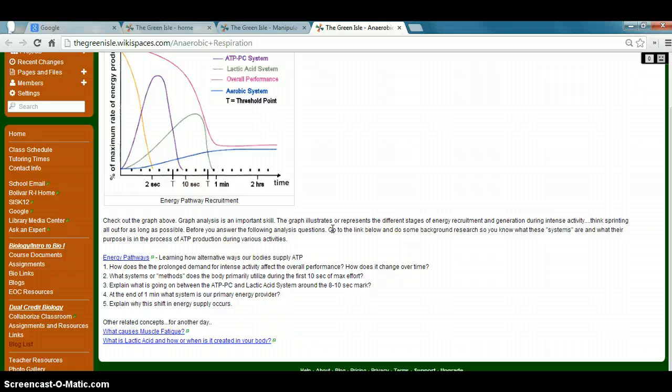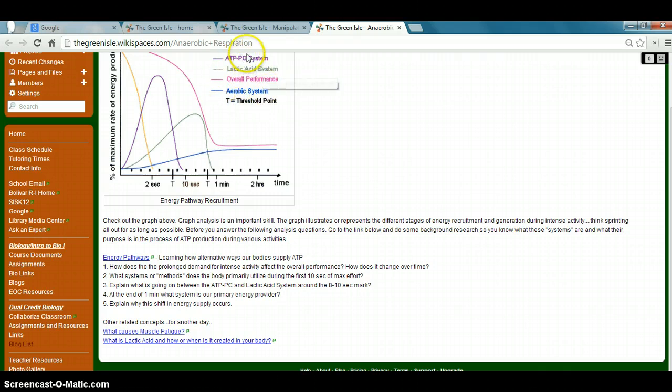Think sprinting all out as long as possible. Before you answer the following analysis questions, go to the link below, this one right here, and do some background research. You got to know what is the ATP-PC system, what is the lactic acid system, aerobic system. This is the one we talked about in class with the case study.